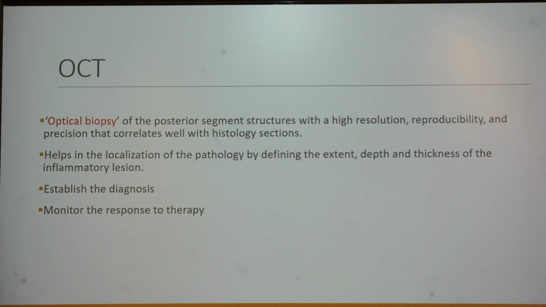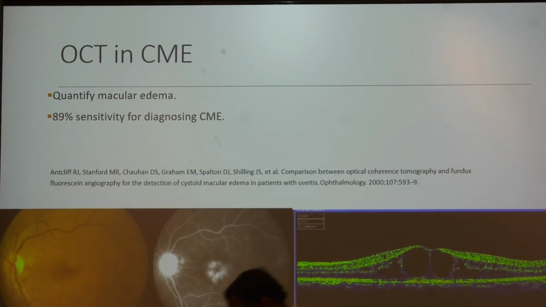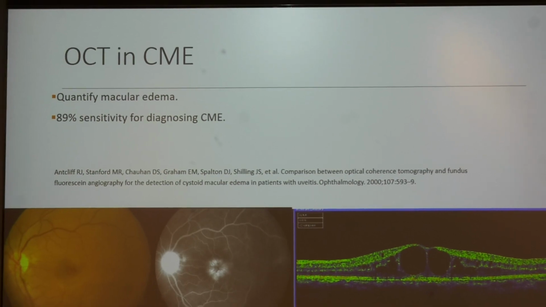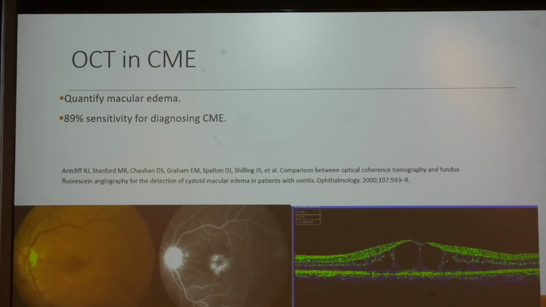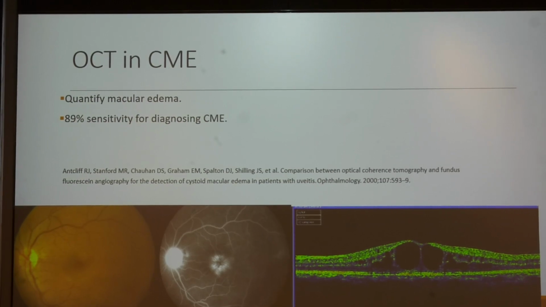OCT is an optical biopsy of posterior segment structures with a high resolution, reproducibility and precision that correlates well with histology sections. It helps in the localization of pathology by defining the extent, depth and thickness of the inflammatory lesion. So we will start from anterior and intermediate uveitis. Why do a posterior segment OCT in an anterior and intermediate uveitis?